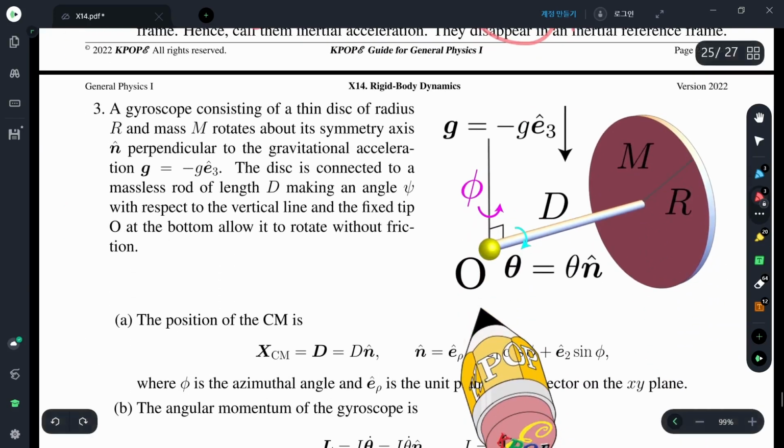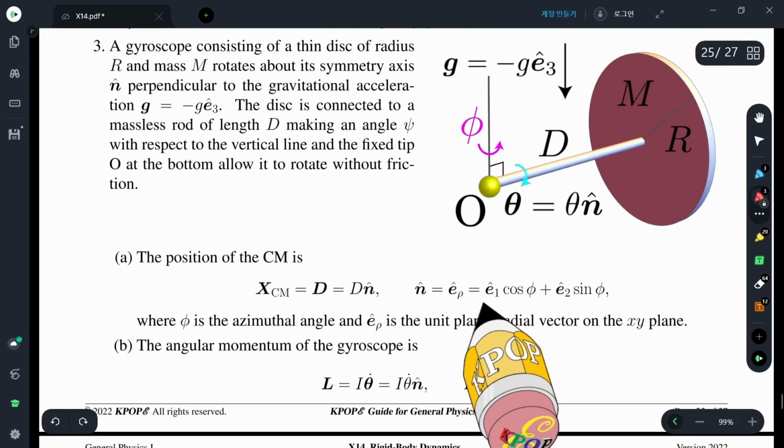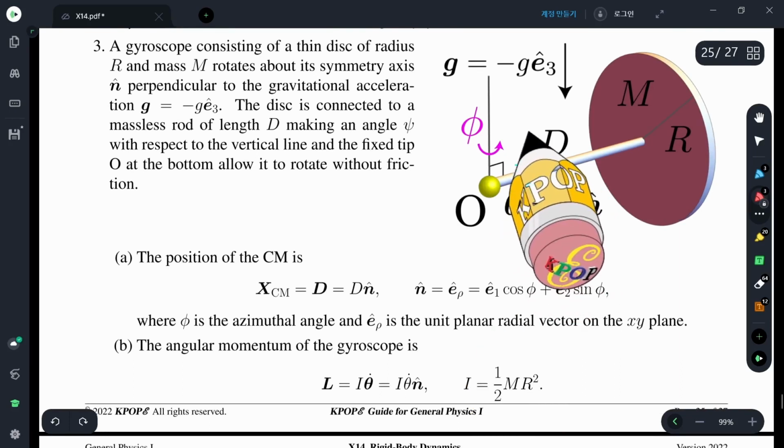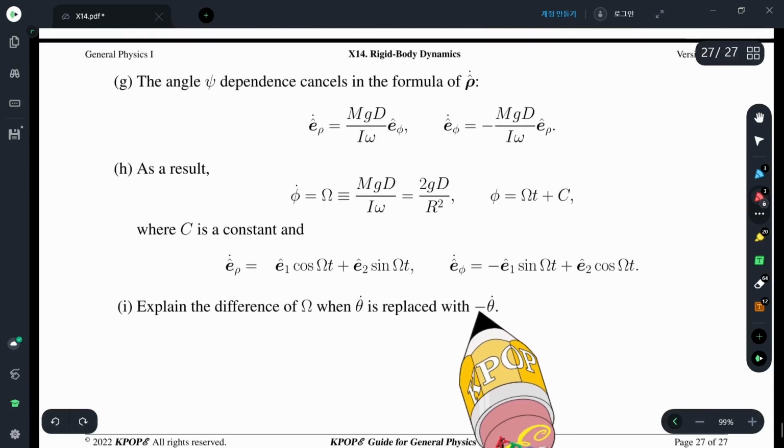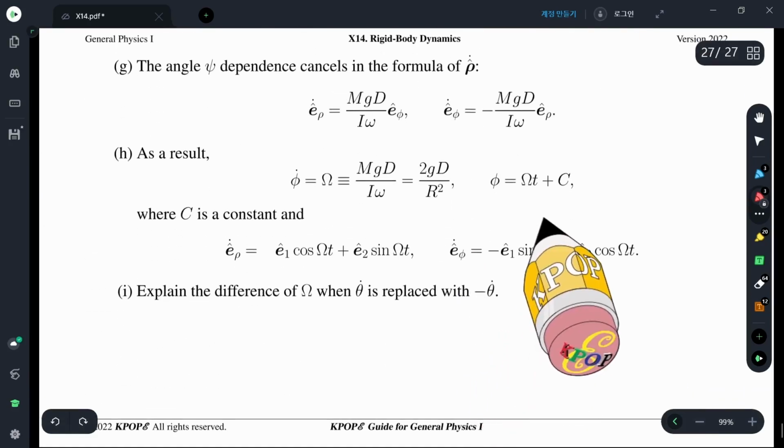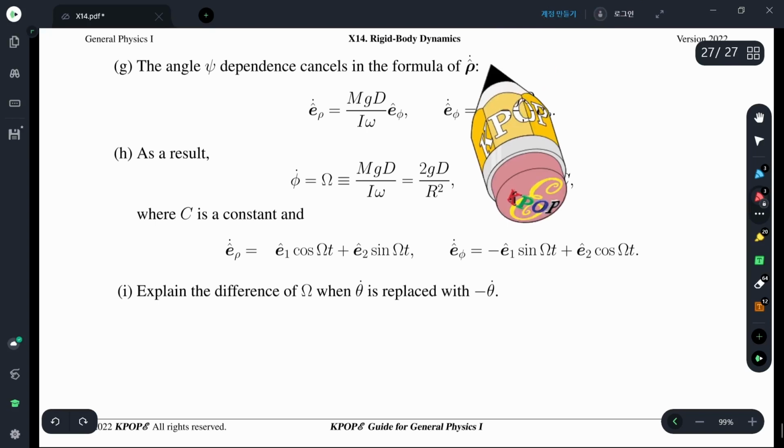The next part is the special case of the gyroscope with the angle psi a right angle, so you can review this calculation in an easy way. But that's it for this class. Thank you.